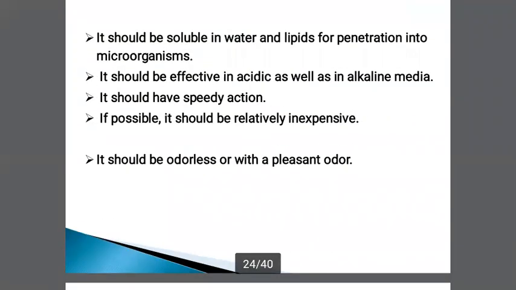Then the disinfectant should be soluble in water and lipids for penetration into microorganisms. It should be effective in acidic as well as alkaline medium. It should have speedy action. If possible, it should be relatively inexpensive. It should be odorless or with a pleasant odor.